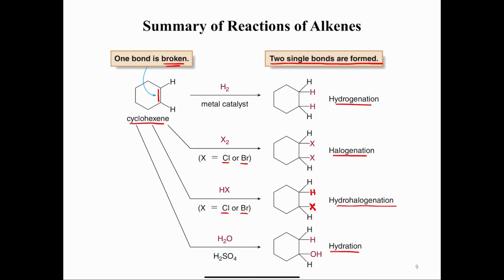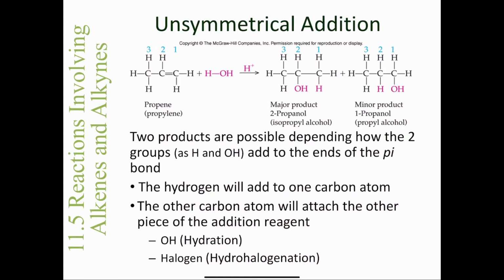And so one of the single bonds is formed to a hydrogen atom, and the other one is formed to the hydroxyl to form an alcohol. Something that's really interesting is what we call unsymmetrical addition. If we take a look at propene or propylene, propene is the IUPAC name, propylene is the common name of this molecule. If I do a hydration of propene, I end up getting two different products.